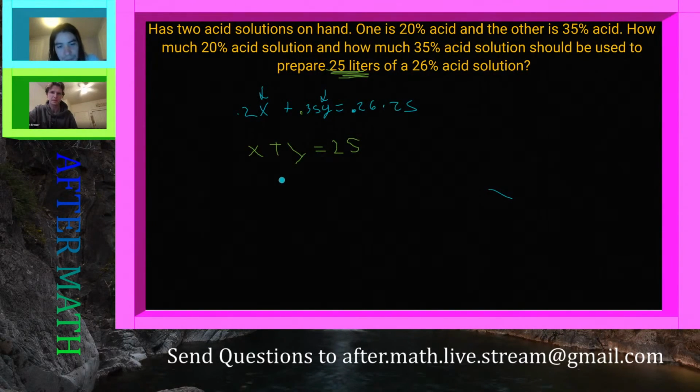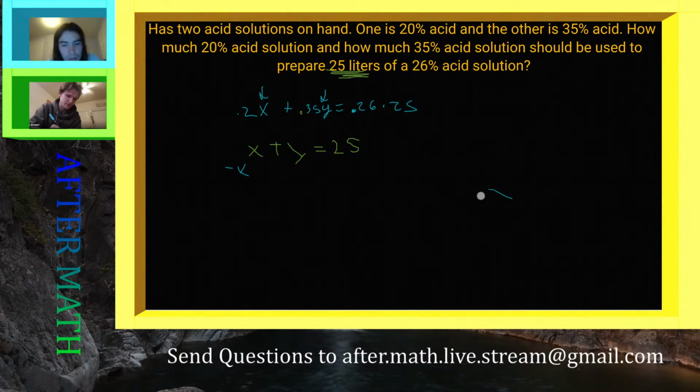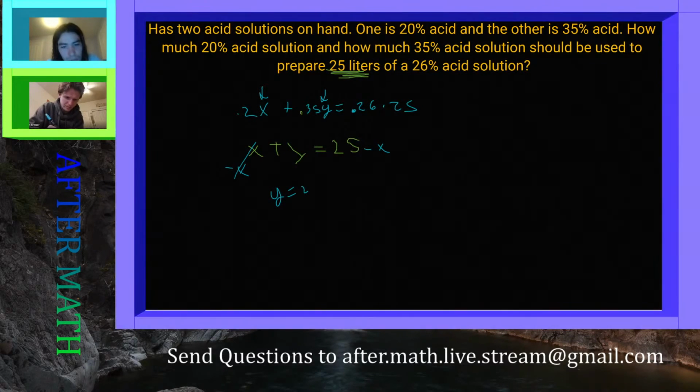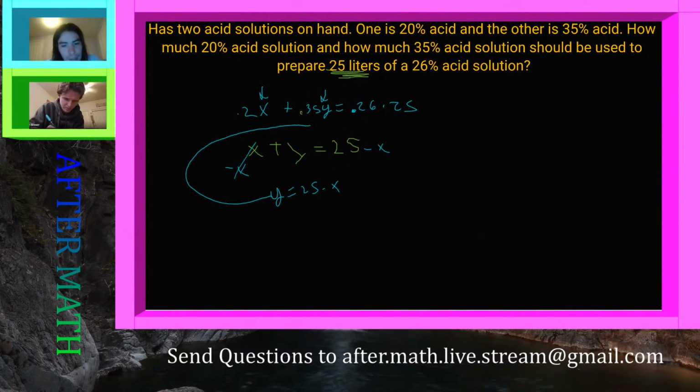Yes. So we're going to minus x from here, and then we're going to minus x from here. So these cancel and you get y is equal to 25 minus x. And then we can go ahead and plug that in right there.